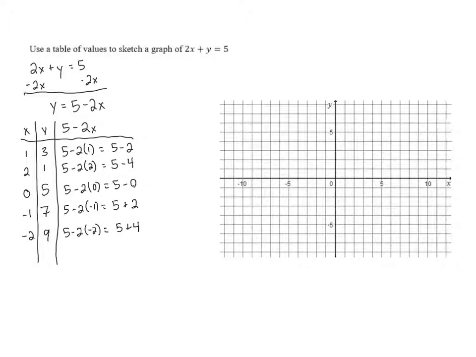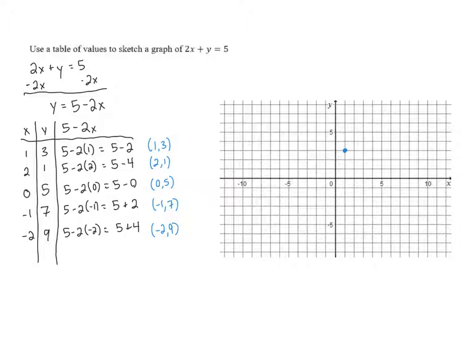So now we have 5 different points that we can plot on the plane. We have (1, 3). We've got (2, 1), (0, 5), (-1, 7), and (-2, 9). All right, let's plot these. We'll start with the first one, (1, 3). We go to the right 1 and up 3. So it's going to be right there, (1, 3).